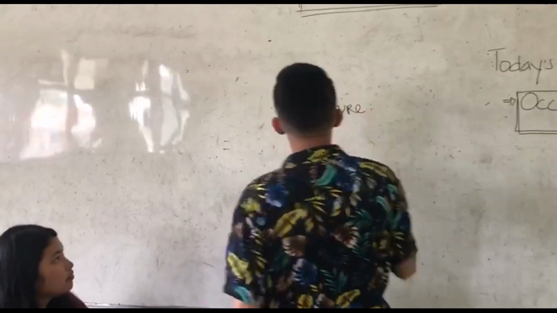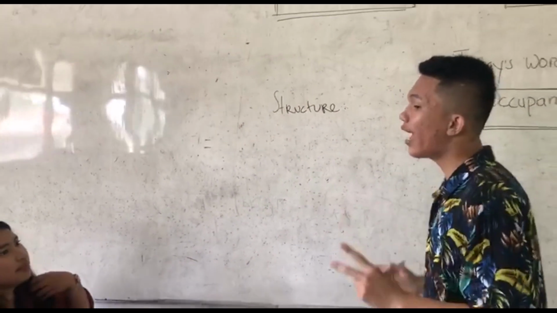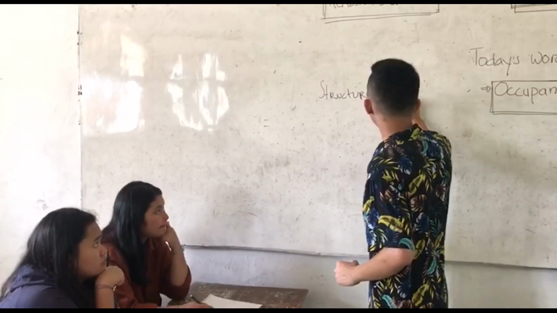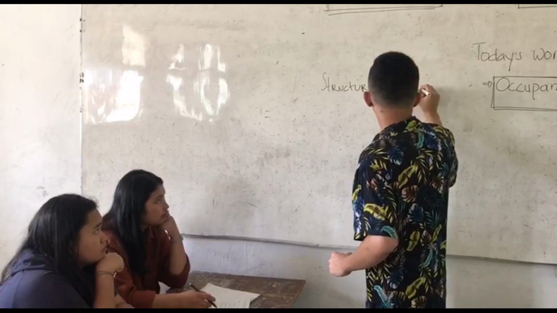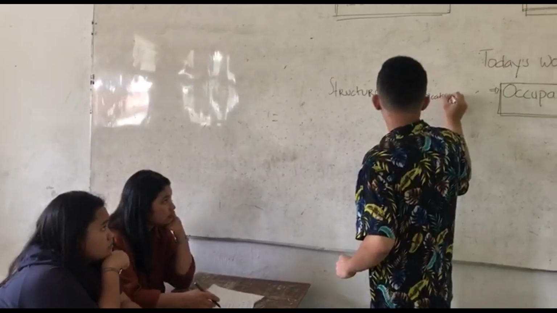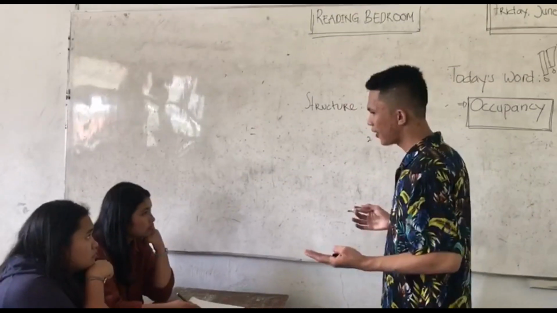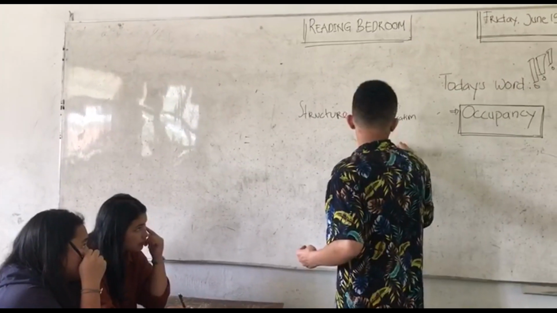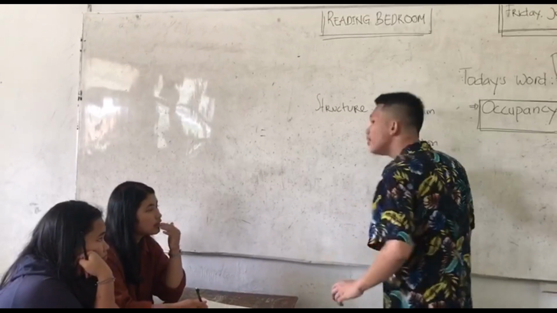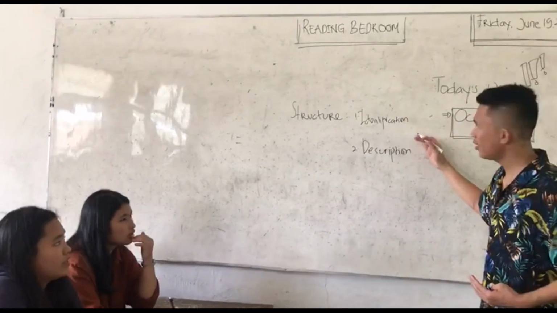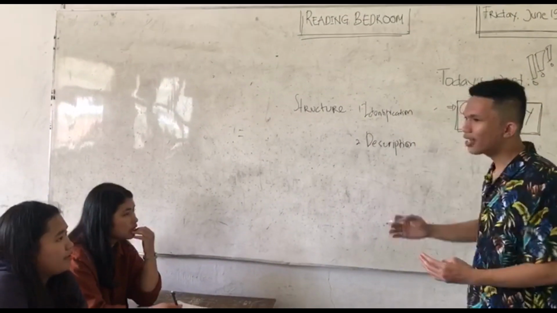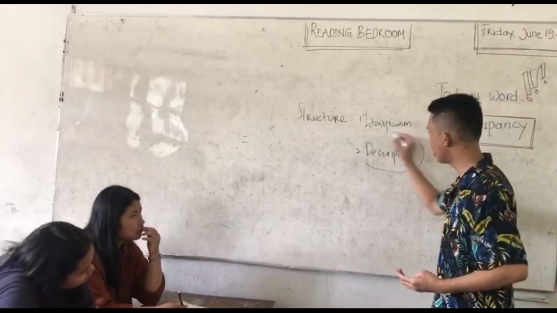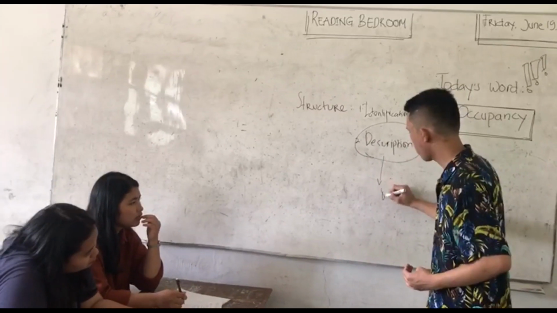Descriptive texts only have 2 structures, and it's very simple. The first is identification, and then, can you guess what the second is? It is description. So it's very simple. In the identification, you tell us the general ideas. You're not going into the details, but in the description, you go into the details, okay?